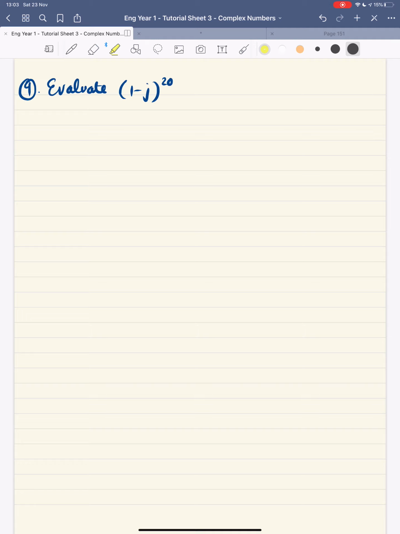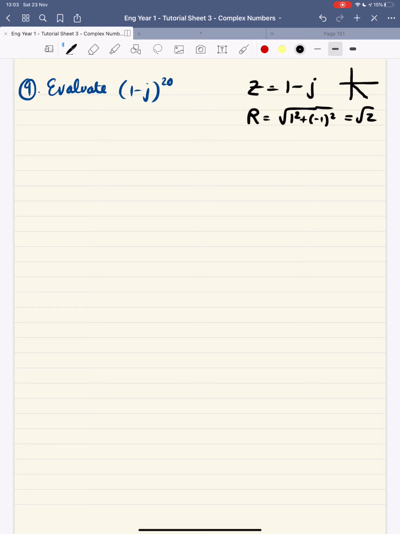Right, so what we do here, the best way to do this: if we've got z is 1 minus j, which is down there, we've got r is the square root of 1 squared plus minus 1 squared, which is root 2. Theta, tan inverse, opposite over adjacent, minus pi by 4. Okay, so z, 1 minus j, is root 2 e to the minus pi by 4j.